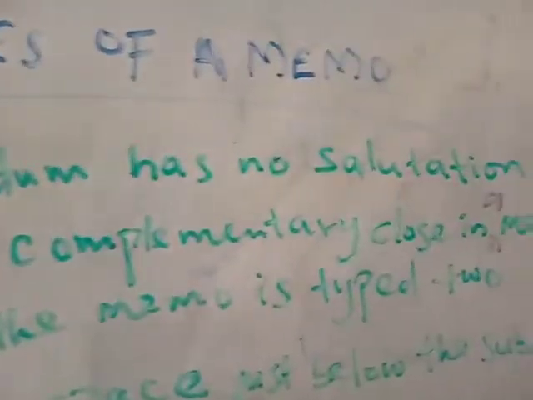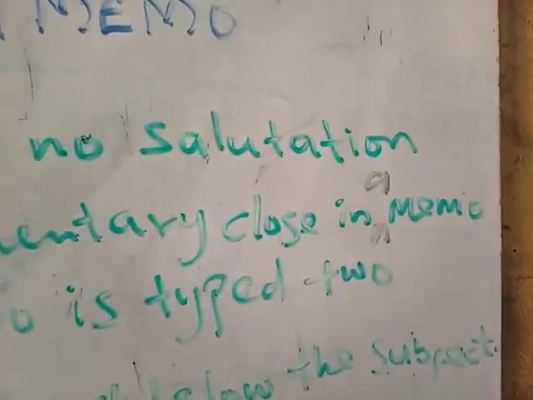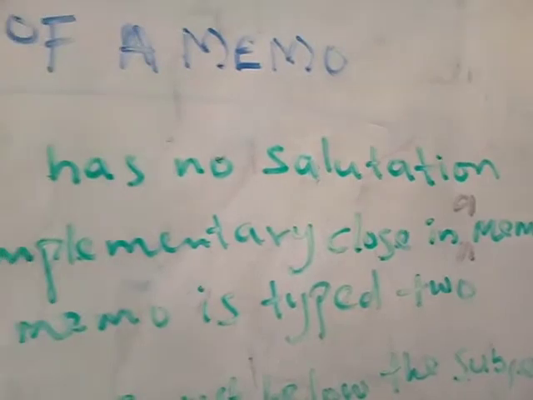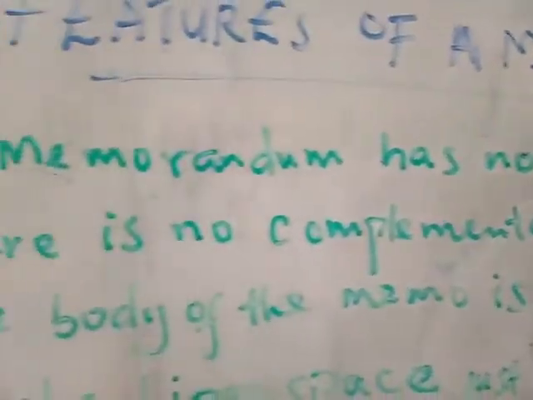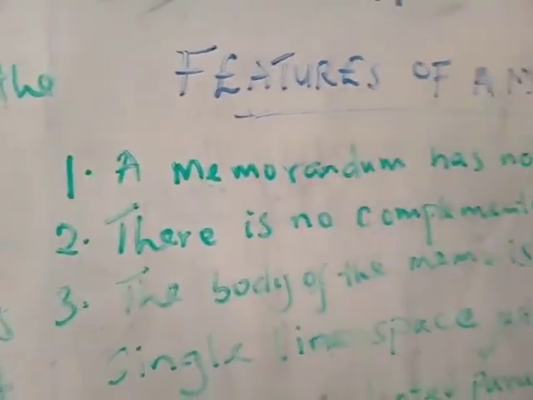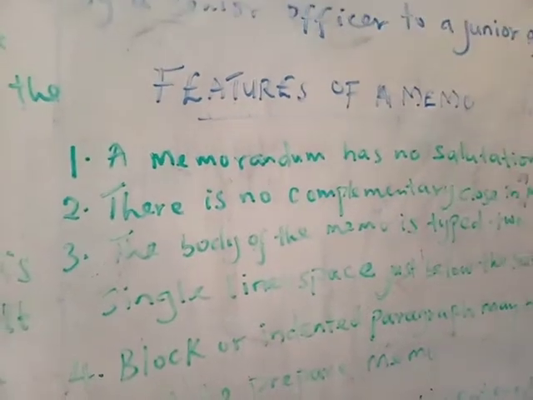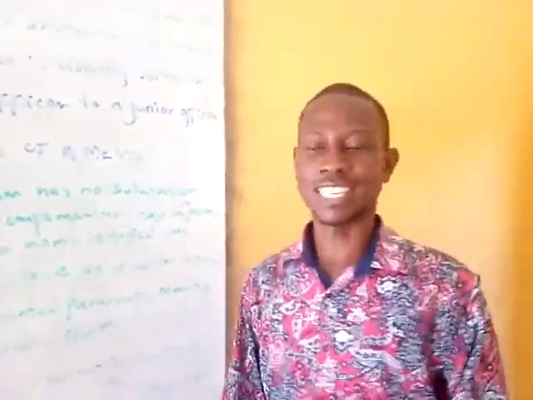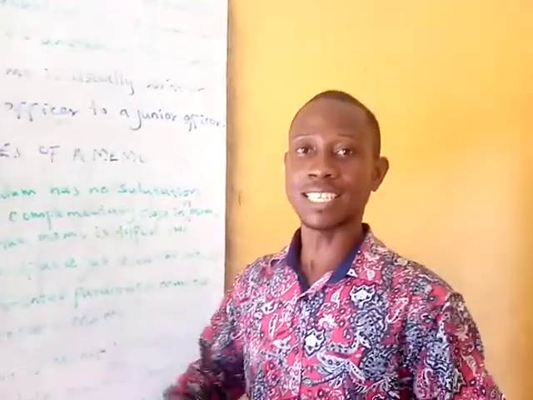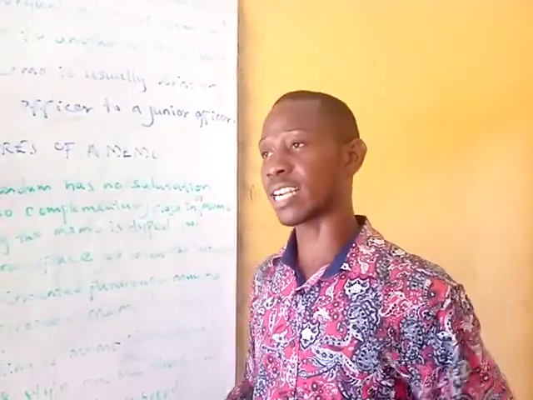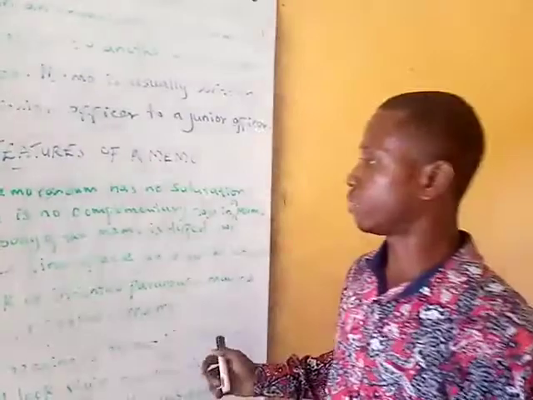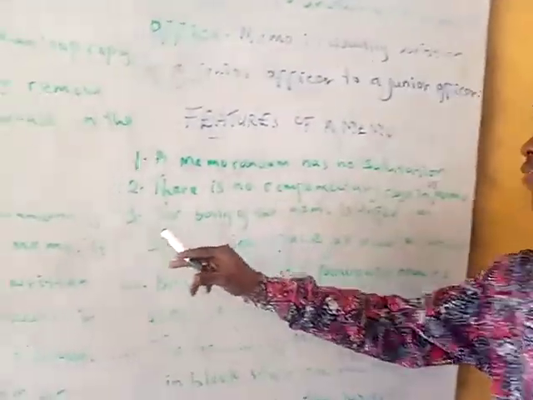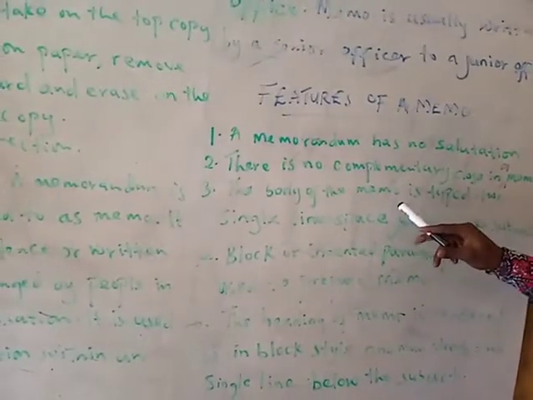What do you mean by that? Most of you write letters to your peers, your elderly ones, and at the end of the letter, you write yours sincerely, yours faithfully, and all that. That is what we call the complimentary clause. But in memo, there is nothing like that. That's omitted.